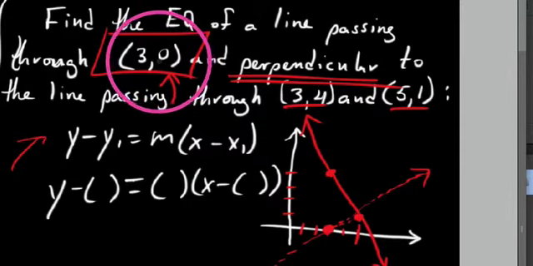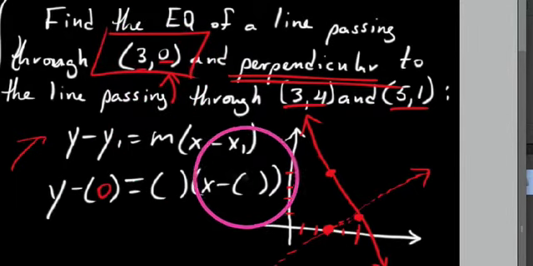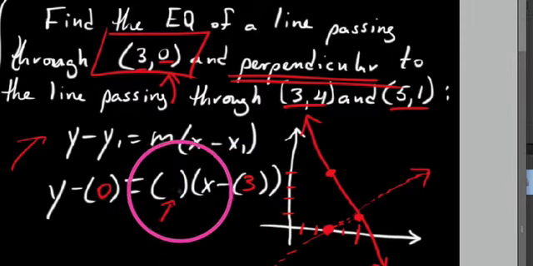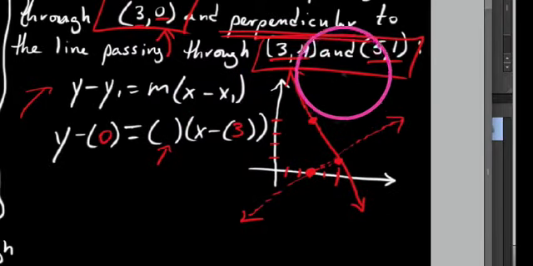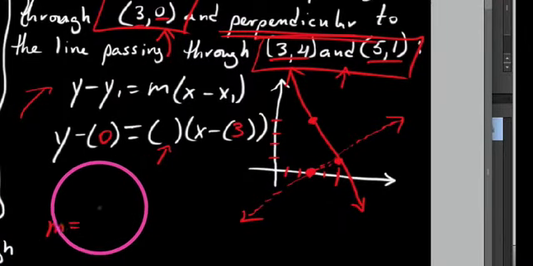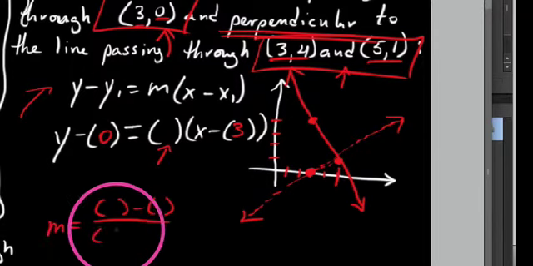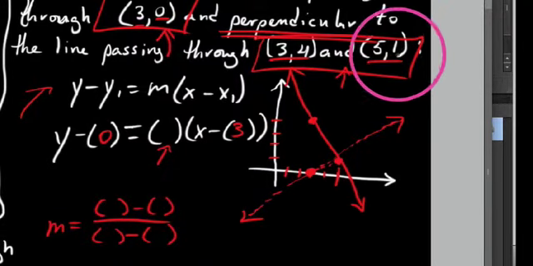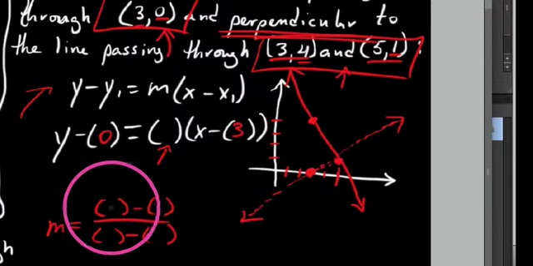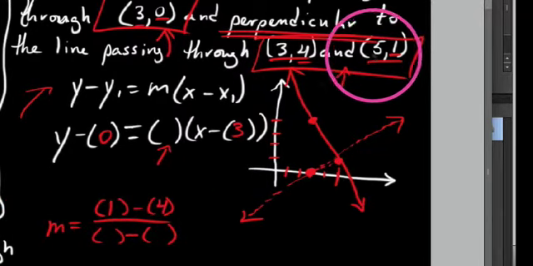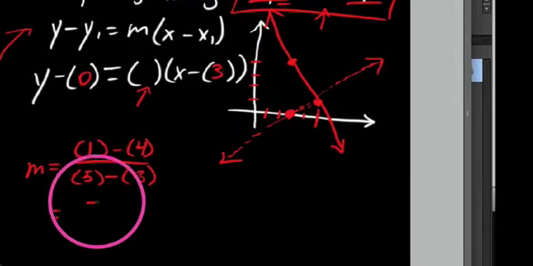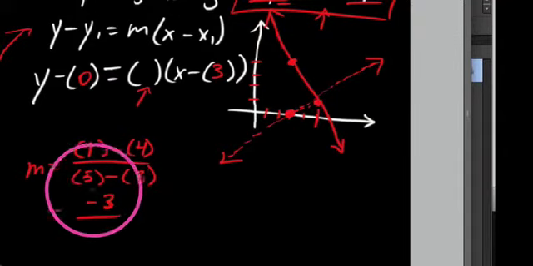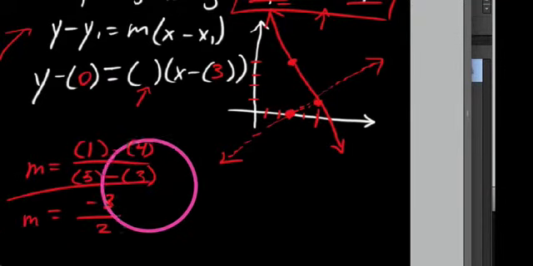So let's put in the y value here. We say this is 0, and put in the x value, we say this is 3. But we need to find this slope, and it needs to be perpendicular to the line going through these 2 points. So first we need to find the slope of the second line. Slope is rise over run, or difference in the y values over difference in the x values, or delta y over delta x. So 1 minus 4 on top, and there's where our negative pops out, because 5 minus 3 on the bottom is positive. So we've got a slope of the second line being negative 3 over 2.